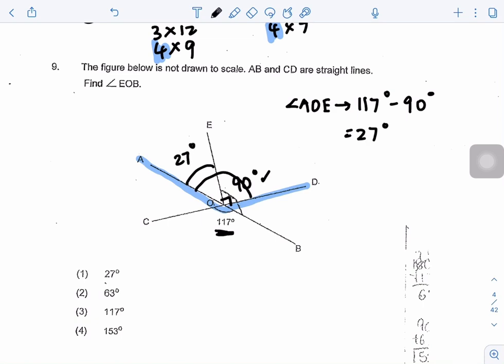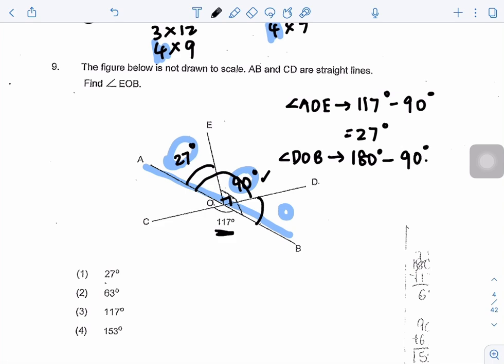Now we can find this angle DOB over here. Angle DOB, do you see that this is a straight line, right? So 27, 90, and this angle should add up to 180 degrees. To find the last missing angle, 180 degrees minus 90 degrees minus 27 degrees, this should be 63 degrees. So this is 63 degrees.